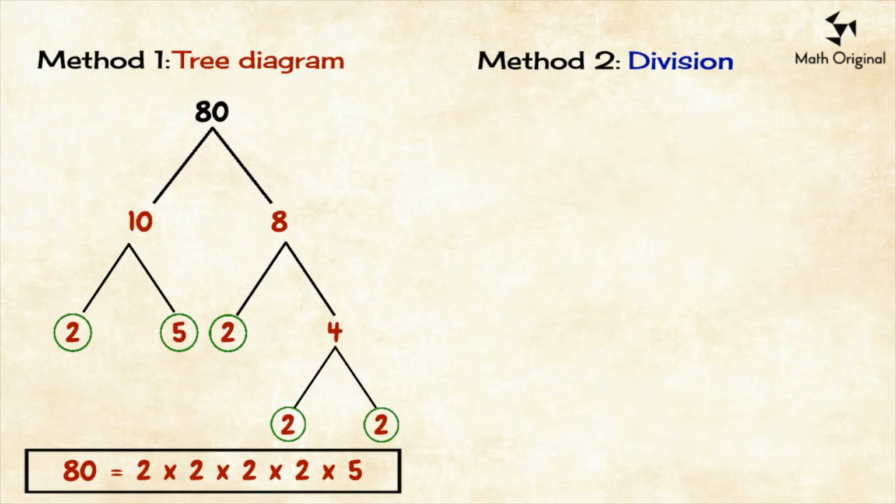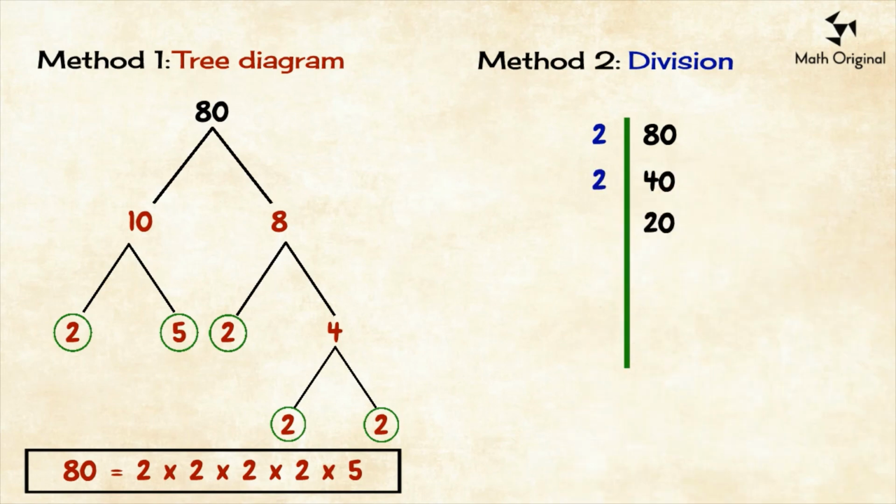Now, we'll use the second method, division method. Firstly, we divide 80 by the first prime number, that is 2. Then we see if 40 can be divided by the first prime number 2. We get 20 and see if it can be divided by 2.